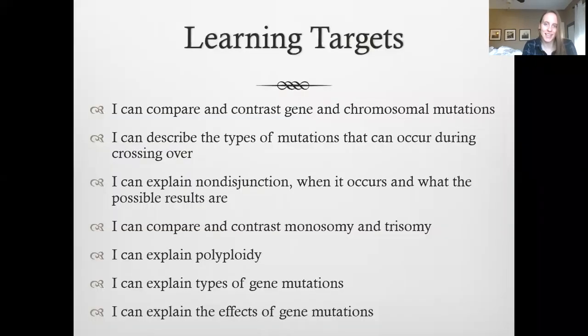Okay, so in this mutations lesson, we're going to be looking at the difference between gene and chromosomal mutations. We'll also look at the different types of mutations that can happen during crossing over. Probably the most important type of mutation that we're going to be talking about in today's lesson is the type called non-disjunction. So you need to know what non-disjunction is and where during meiosis that would happen, as well as what the results of non-disjunction would be. Then we're briefly going to look at the difference between monosomy and trisomy, and then we're going to look at some gene mutations.